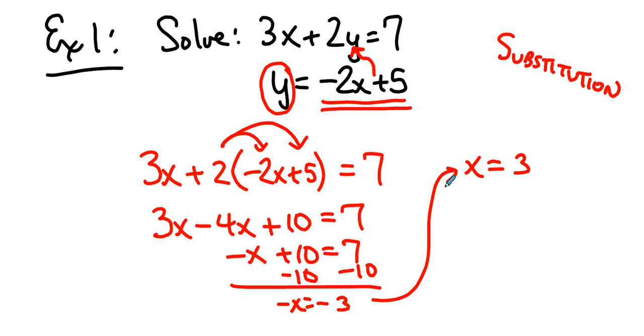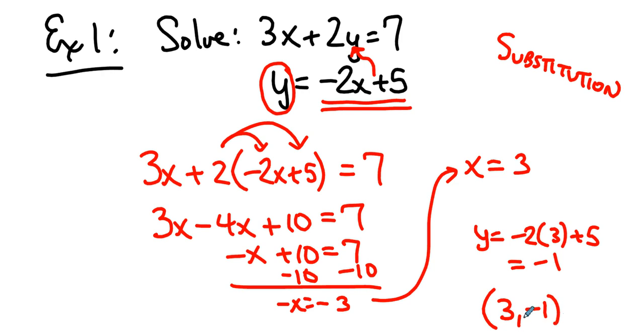How do you get yourself a y? Well, y was negative 2x plus 5. Negative 6 plus 5 is negative 1. And so we're looking for the point where the two lines cross, and that's (3, negative 1). x comes before y. So we have found the point where these two lines cross.